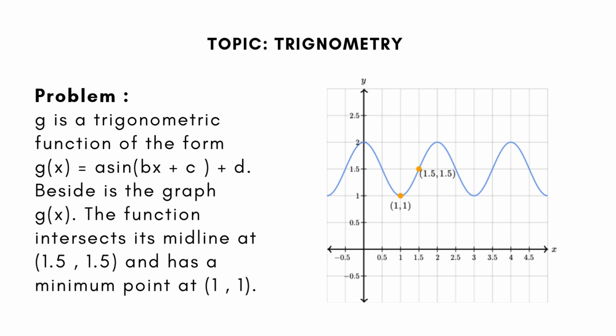g is a trigonometric function of the form g of x equals a into sine of bx plus c, plus d. Beside is the graph of g of x. The function intersects its midline at (1.5, 1.5) and has a minimum point at (1, 1).